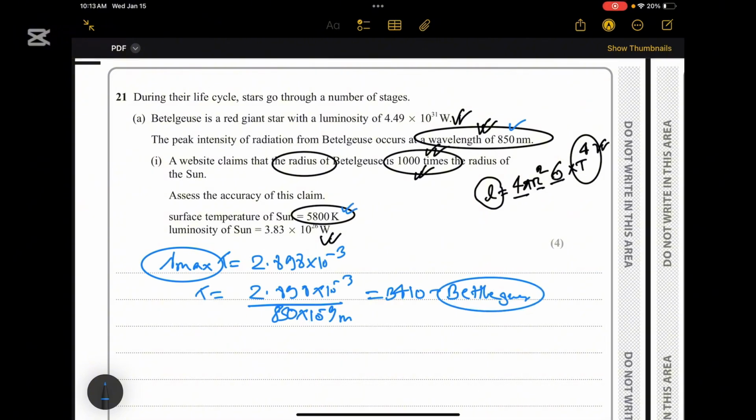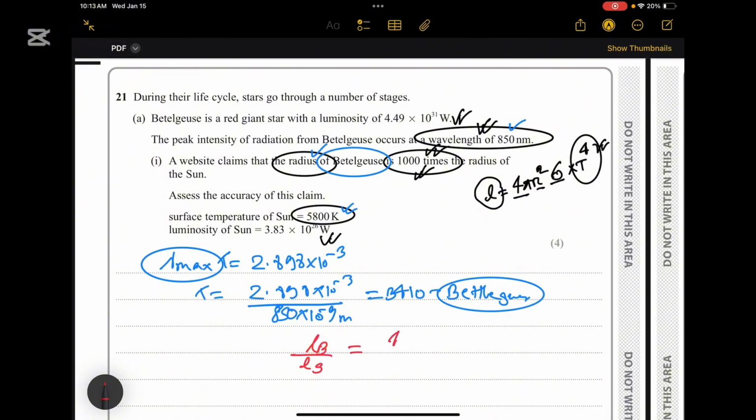Now as we know that the radius of Betelgeuse is 1000 times the radius of the sun, we will take which one is bigger. The radius of Betelgeuse is bigger. We will take the radius of Betelgeuse, or the luminosity of Betelgeuse, in the numerator. So what we'll do is we will write it like this. The bigger one will be in the numerator, the luminosity of B divided by the luminosity of the sun, as the luminosity of B is bigger.